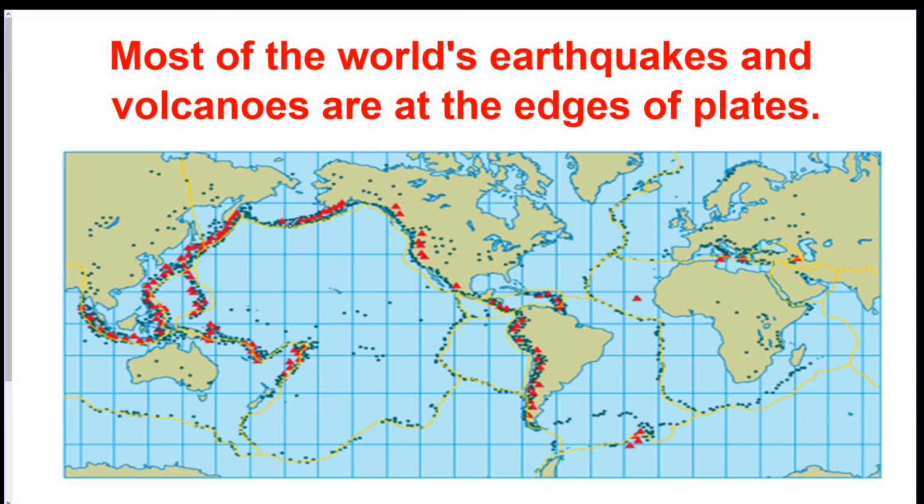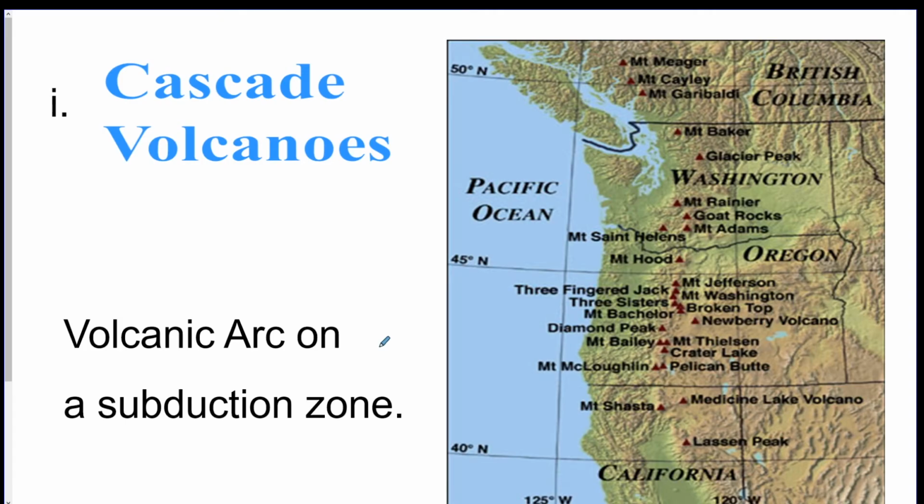Mountain ranges, trenches, which are deep holes in the ground. They're all on the plate boundaries for the most part. There are some in the middle. We'll talk about why in a second.